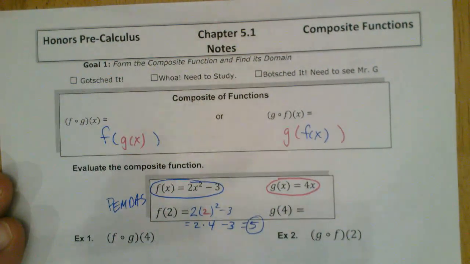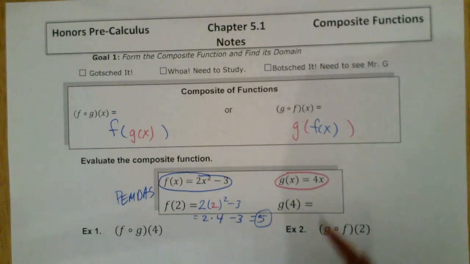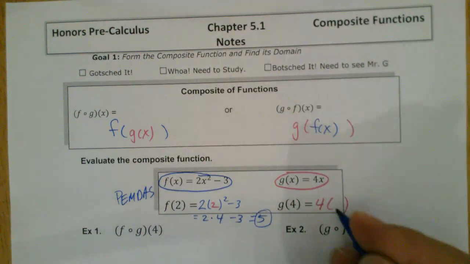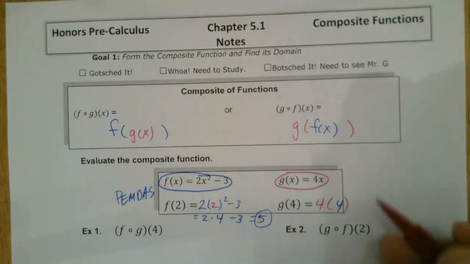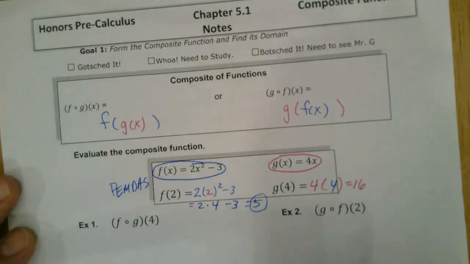So take a second, do the same one. We're going to do g of 4. So we're going to take that function 4x, and we're going to plug in 4. So we'll go ahead and take 4 times 4, we get 16.